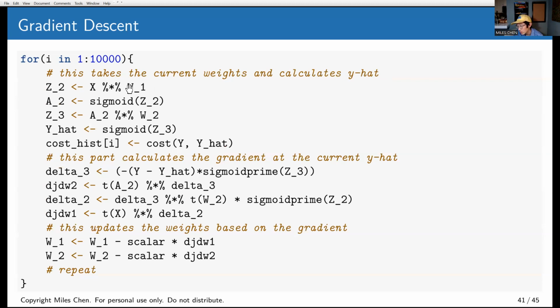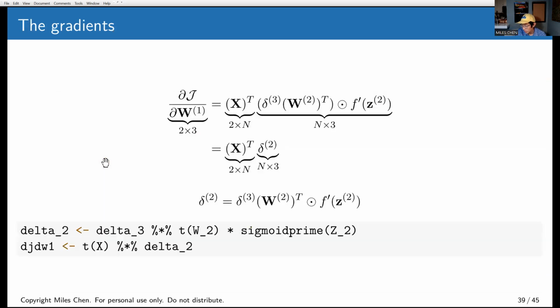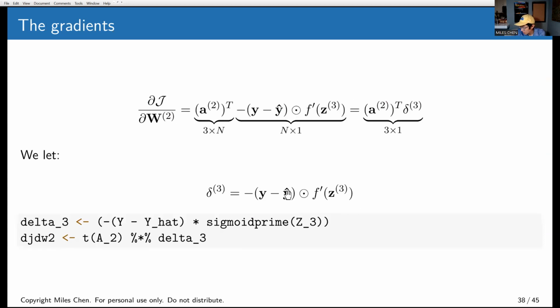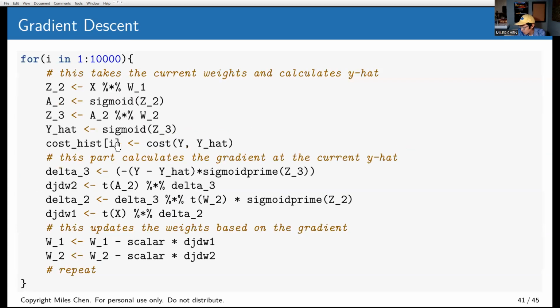So I just do forward feed. X times W1 gives me Z2. Sigmoid on Z2 gives me A2. A2 times W2 gives me Z3. Sigmoid on Z3 gives me y hat. So I do forward feed to get my y hat values, and I calculate the difference between y and y hat. Now that I have y hat, I can calculate my gradients, since I need y hat inside my gradient formulas.